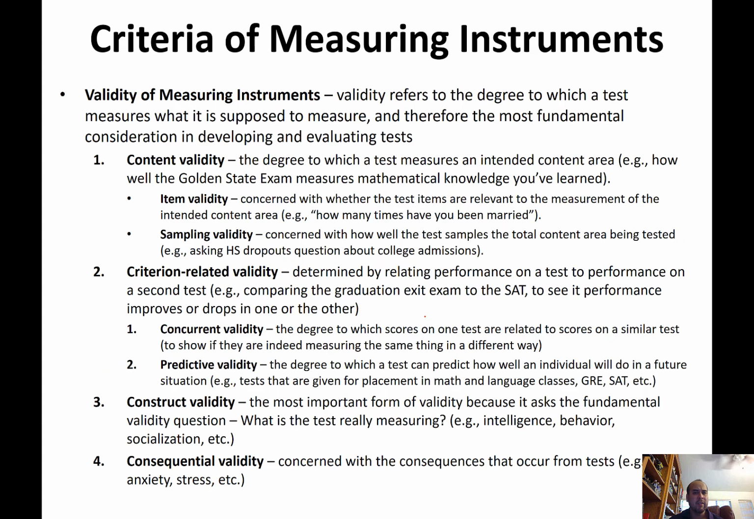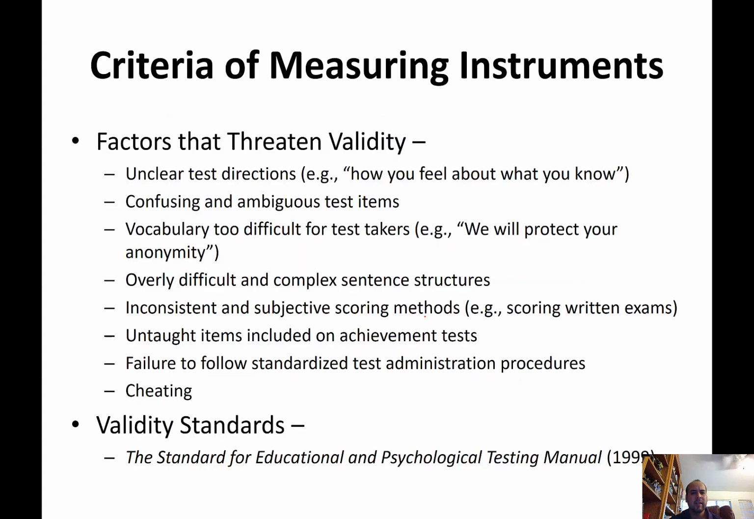Criterion measuring instruments. You have the validity measurements. Again, I'm sort of running out of time, so I'm not going to go too much into this, but just to let you know that there's cognitive validity, criterion related validity, construct validity, and consequential validity. Okay, factors that threaten validity are very important.